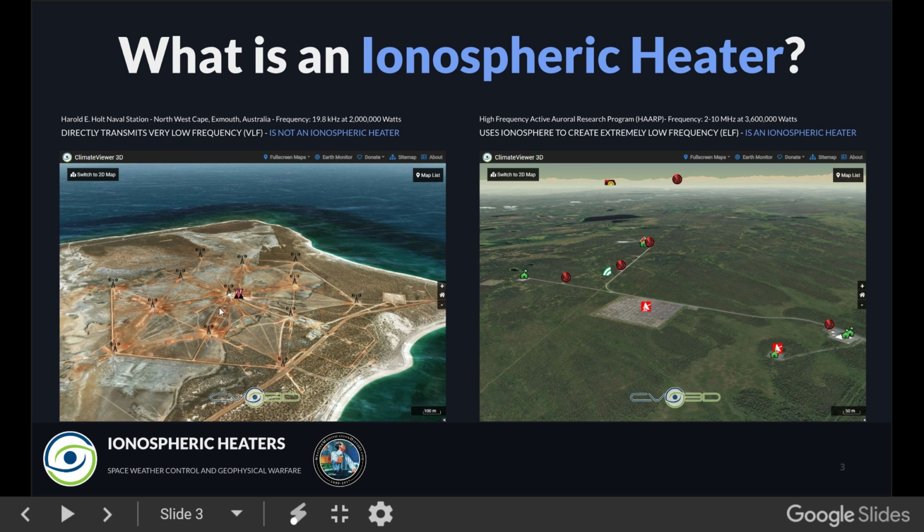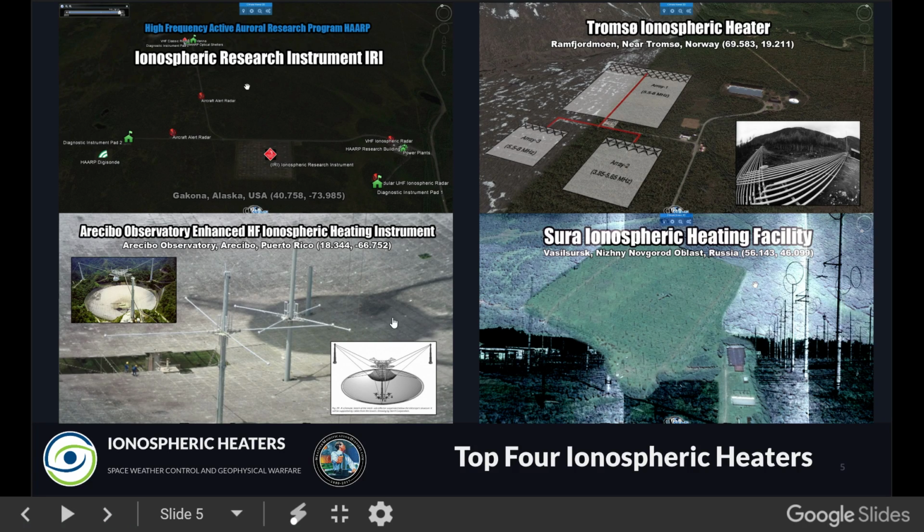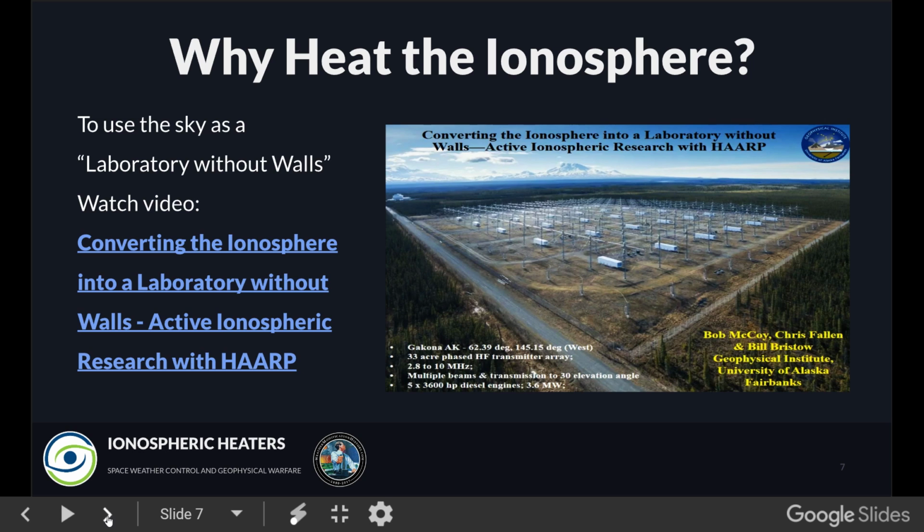This is not an ionospheric heater. If one more person tells me that I did not include this in my ionospheric heater map, I'm going to lose my mind. This is a VLF transmitter at Exmouth, Australia, the Harold E. Holt Naval Station, not an ionospheric heater. On the other side, right side, this is HARP, an ionospheric heater. Just put that in there, and this is my ionospheric heater map. Major ionospheric heaters around the world, and you can see all of that combined.